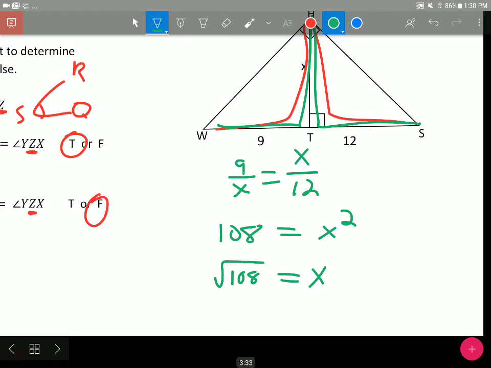I don't feel like doing the rest of that in my head. I don't have the time for it. But, well, 108 is not divisible by 9. Is it divisible by 36? Yeah, it is divisible by 36. So that would be 6 times the square root of 3 equals x.